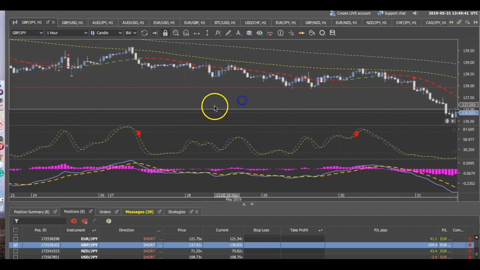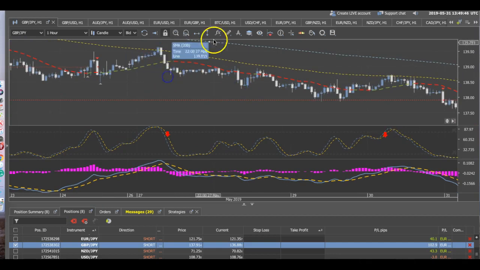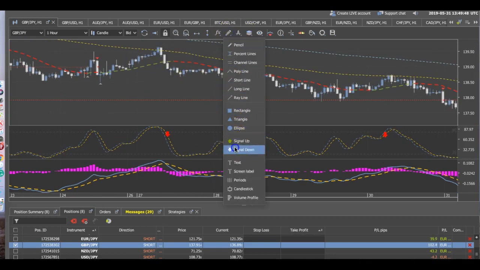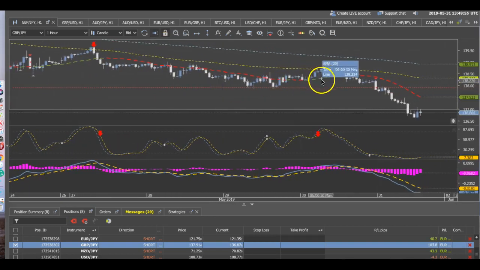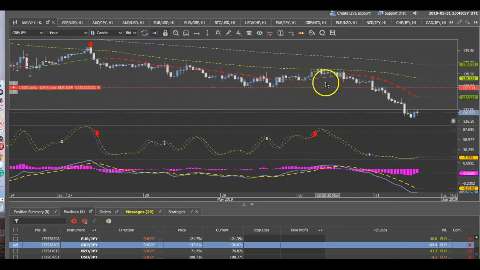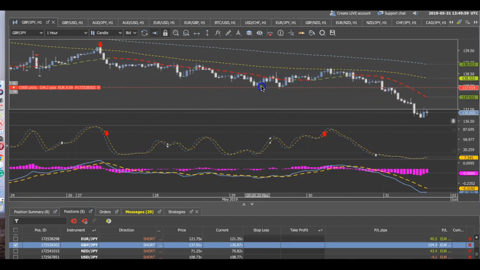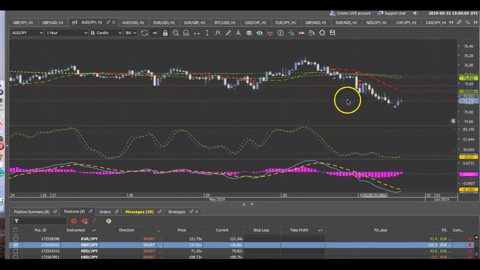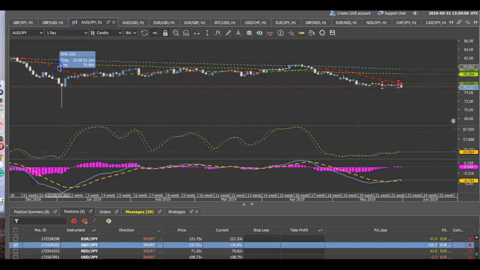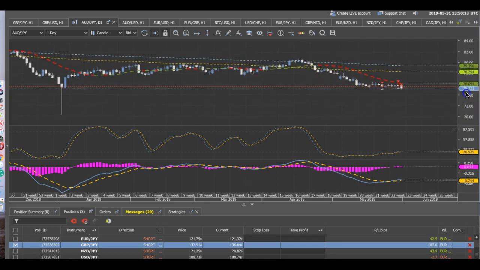So I'm looking for stochastics to be overbought and a candlestick pattern. Here we have a bearish engulfing candle, stochastics is overbought, and there's a trade. Here another bearish engulfing candle, stochastics overbought, and a sell-off. Okay, let's look at a couple more. Aussie yen. Look at the daily chart. It's been in a strong downtrend since back in April 24th.